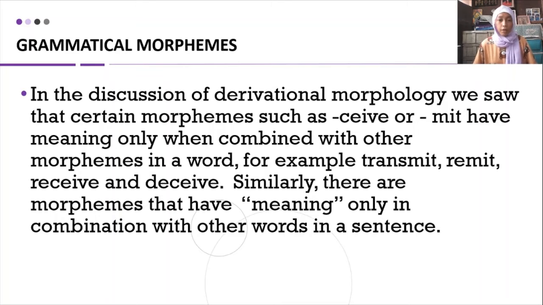In the discussion of derivational morphology, we saw that certain morphemes such as ceive or mit have meaning only when combined with other morphemes in a word. For example, transmit, remit, receive, and deceive. Similarly, there are morphemes that have meaning only in combination with other words in a sentence. The main difference between a morpheme and a word is that the morpheme sometimes does not stand alone, but the word always stands alone.